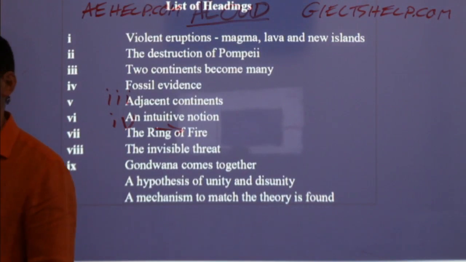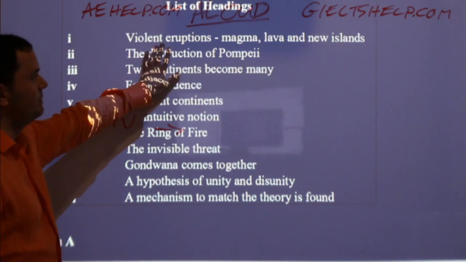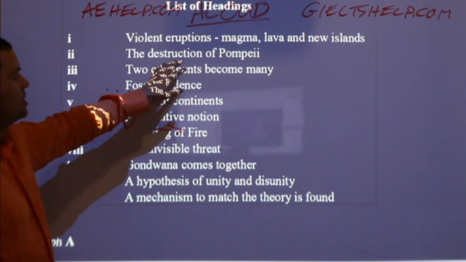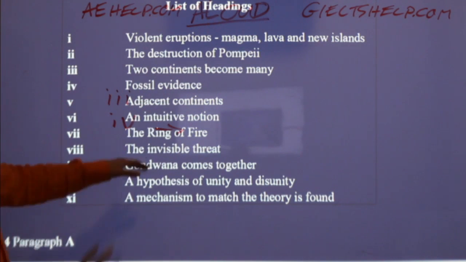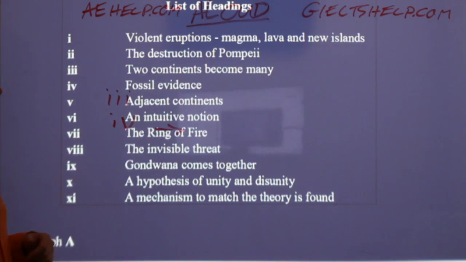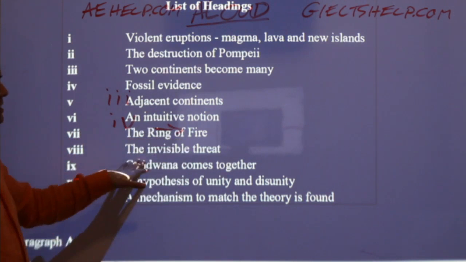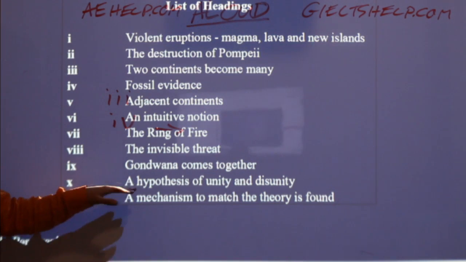So here we go. Notice that the list of headings isn't tricky because of English. It's tricky because of logic, right? So violent eruptions, lava, islands, no. Destruction of Pompeii, no. Two continents become many, nope, doesn't talk about that. Fossil evidence, that was the last paragraph, no. Adjacent continents, an intuitive notion, we already talked about that. The ring of fire, nope. Invisible threat, do we read about danger here? Earthquakes, volcanoes, not really. Gondwana comes together, I don't think so. Hypothesis of unity, disunity, that's already the example for paragraph B, so absolutely not.